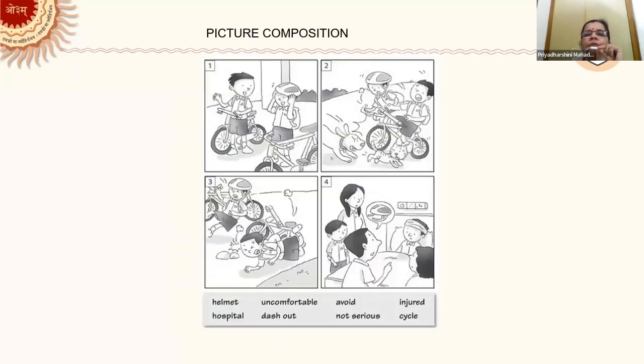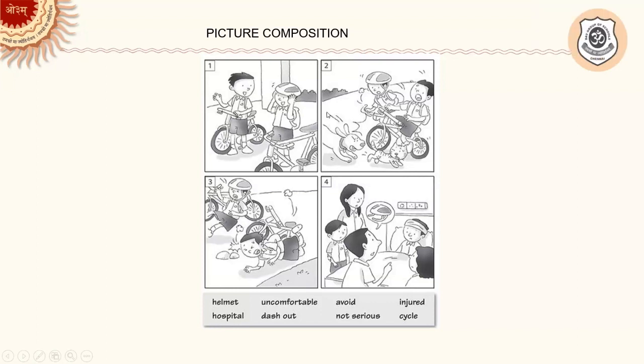Here again, one more picture I have. Can anyone give me 5 sentences about this particular picture? What happens in the first picture? You can see 2 boys. The boy is wearing a helmet. Are both wearing the helmet or only one? Only one boy is wearing a helmet. They're getting ready for a cycle ride. Cycle ride, very good.